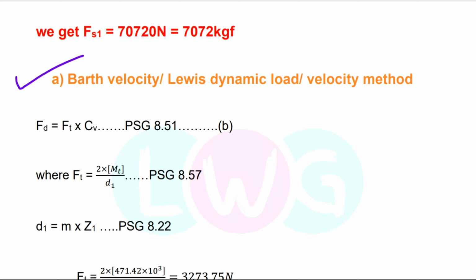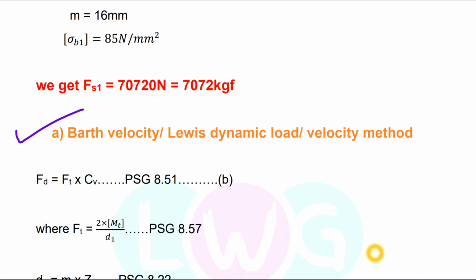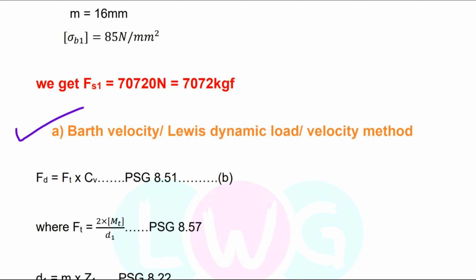Okay, depending on what is asked in your question. Sometimes they ask to check dynamic load by the velocity method. Sometimes they ask in the question to check dynamic load by the Buckingham equation. So according to that you use the formula and check it. So we will see this first. The formula is Fd is equal to Ft into Cv. This formula you will get on data book page number 8.51.